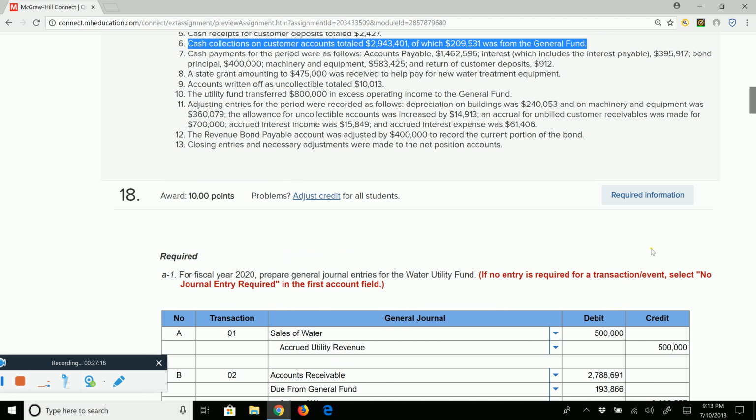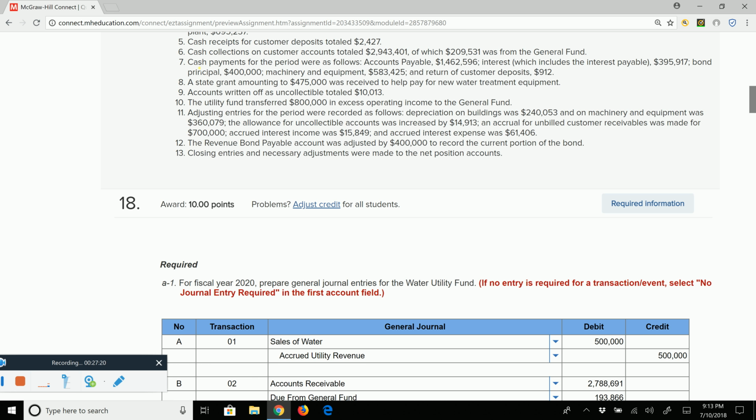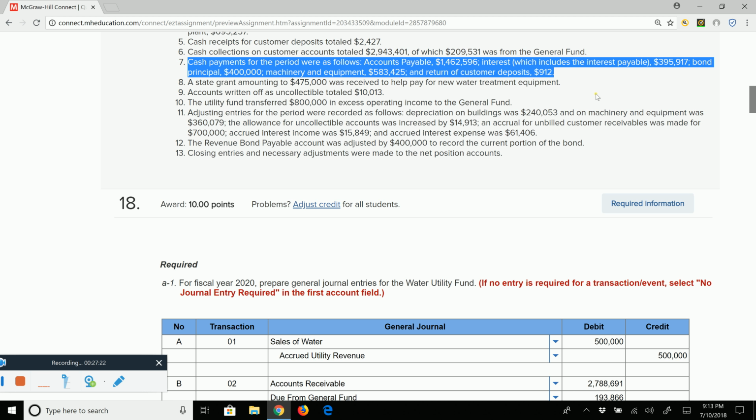All right, number 7. We made a whole bunch of cash payments. We paid off our accounts payable, $1,462,000. We paid some interest, which includes a previous interest payable of $395,000. We paid principal on a bond of $400,000, and we bought a machinery and equipment, $583,000, and we returned customer deposits. They must have ended their account and they left in good standing, so they got their customer deposit back of $912.